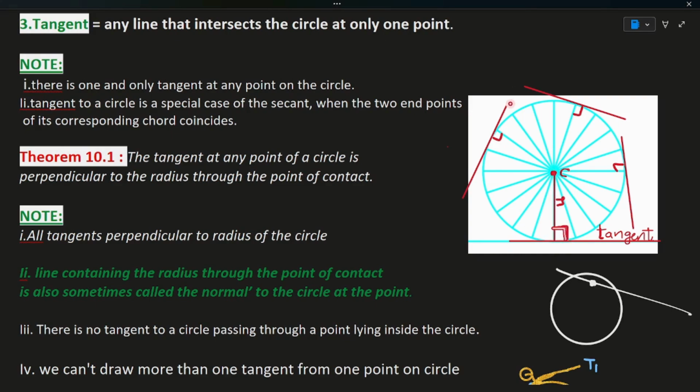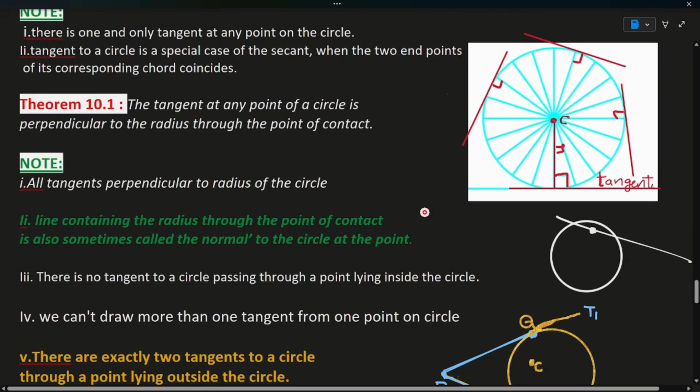Again, consider this is one tangent, this is the radius. So these two lines are perpendicular to each other. This is one tangent, this is the radius, so this is also perpendicular to the radius. Again, consider this is one tangent. This is the radius of the circle. This is also perpendicular to this tangent. So the same thing is explained in theorem 10.1.